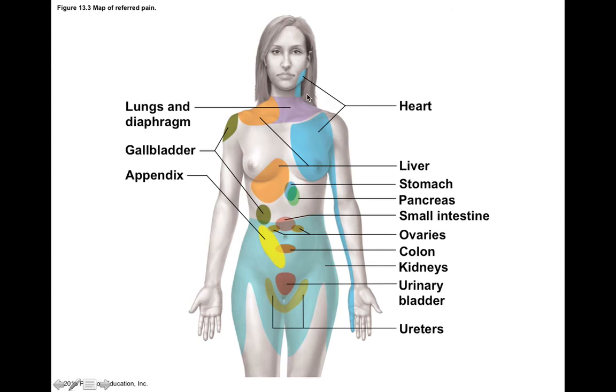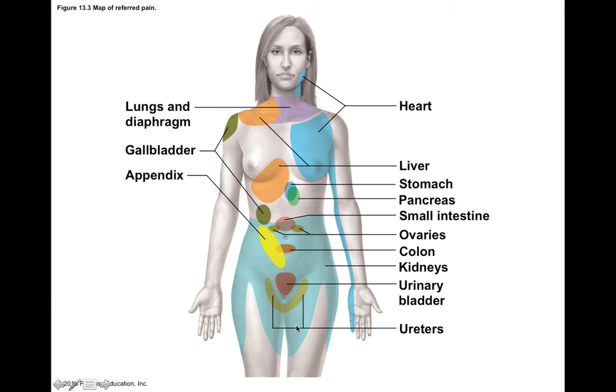And so this is actually showing some of the common sites of referred pain. All these color-coded regions show where pain of an organ could be felt like it's coming from. So for instance, pain of the liver and gallbladder can be felt in the right shoulder. Pain from your lungs and diaphragm can be felt on your left shoulder and neck. Pain of the heart can be felt on your neck and jawline as well as radiating down your left arm. Pain from the vermiform appendix can be felt around the umbilicus.